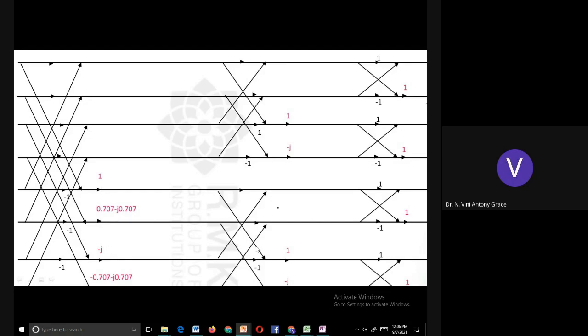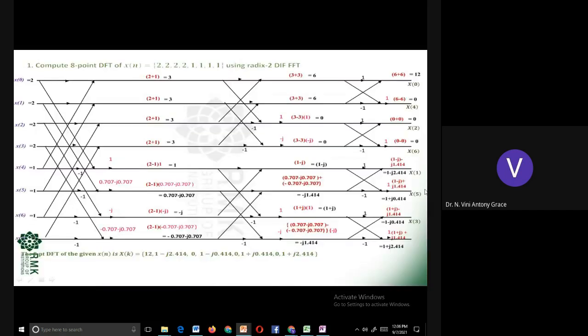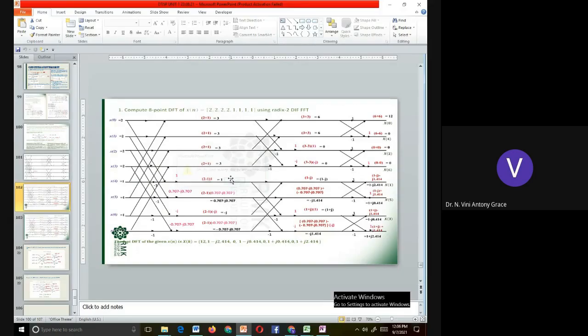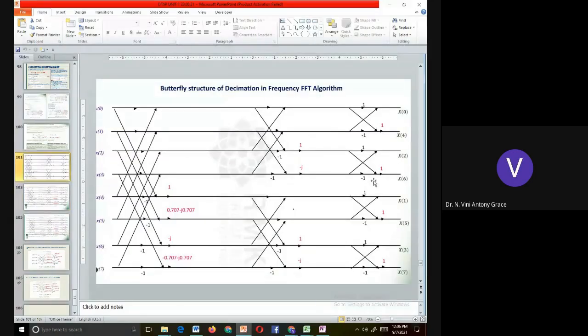The second stage is 4-point. Again, first the butterfly structure, then the phase factors. For 2-point DFT, it is not necessary to mention the phase factor at the output because it is always 1. Finally, this is the input. Input is in normal order. Output will be in bit reversed order, so we have to write the output in normal order.